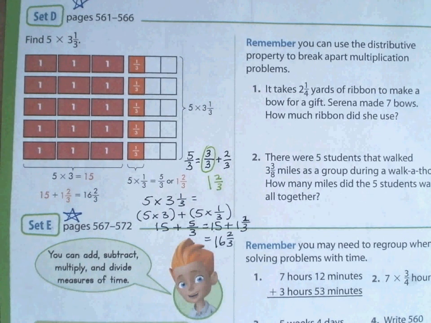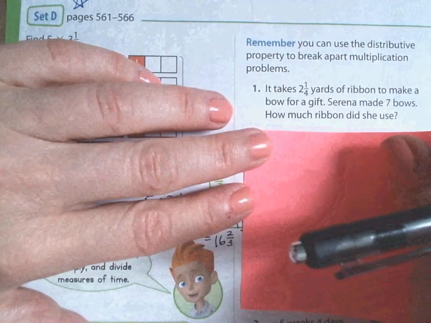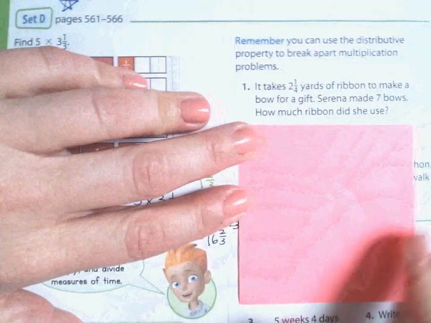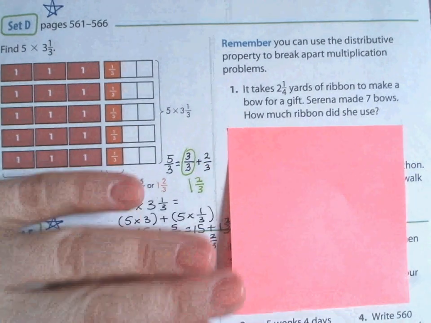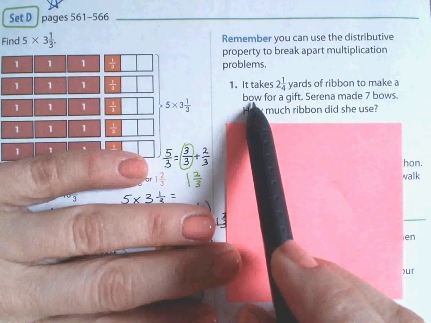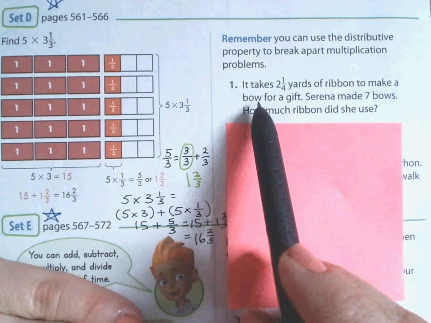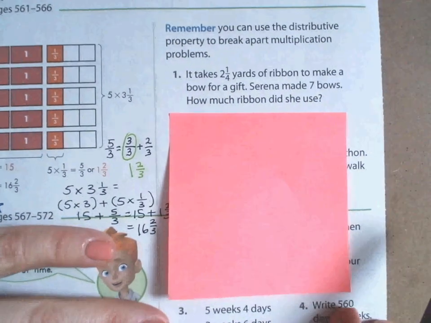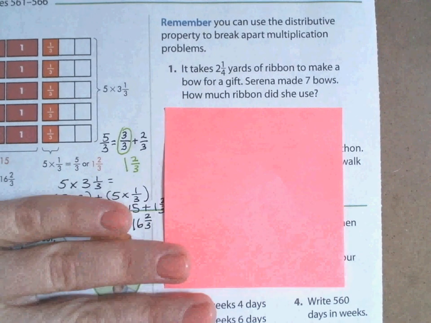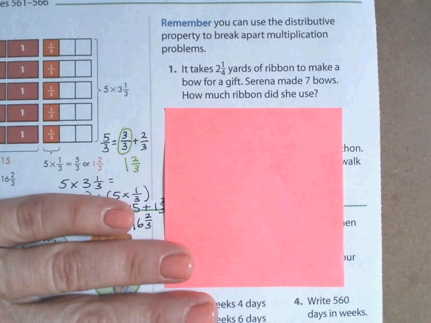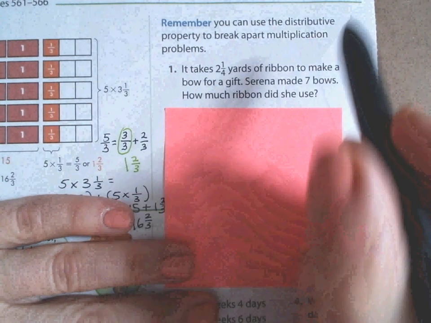So let's take a look at the examples here. Now again, they do not give us a lot of room, so feel free to do this on a separate piece of paper. I'm just going to do these on a sticky note under here so that I have some more room. So number 1, set D. It takes 2 1/4 yards of ribbon to make a bow for a gift. Serena made 7 bows. How much ribbon did she use?